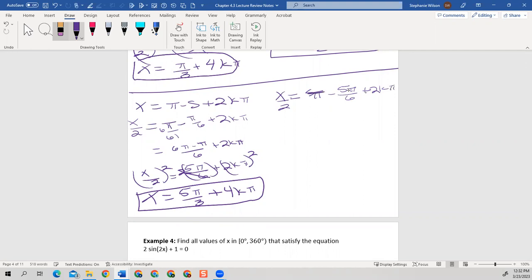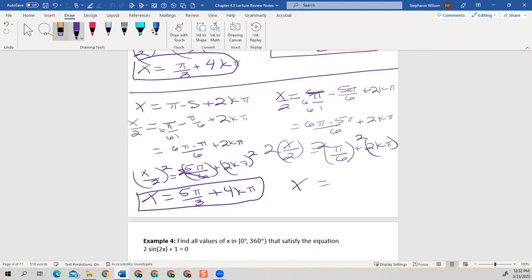It's a terrible looking pi. There we go. We are going to subtract, so we need a common denominator. So I have 6 pi over 6 minus 5 pi over 6 plus 2k pi. And this gives me x halves equals pi over 6 plus 2k pi. Now I'm going to multiply all parts by 2 to undo the fraction. So now I have x is equal to, and the 2 and 6 reduce, leaves me pi thirds plus 4k pi.